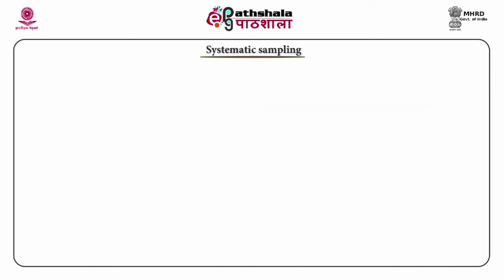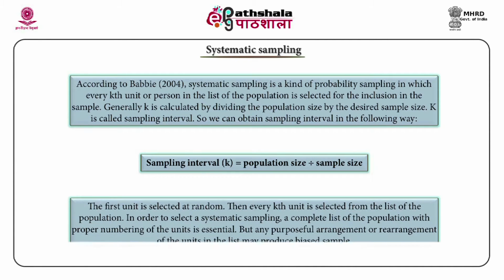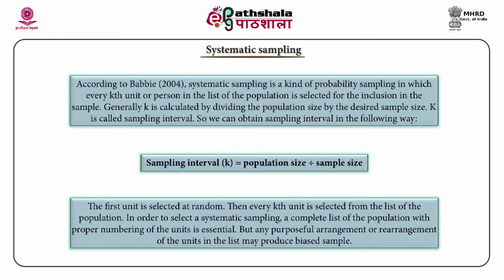Systematic sampling is also an important type of probability sampling. According to Earl Babbie, systematic sampling is a kind of probability sampling in which every kth unit or person in the list of the population is selected for inclusion in the sample. Generally, k is calculated by dividing the population size by the desired sample size. K is called the sampling interval.